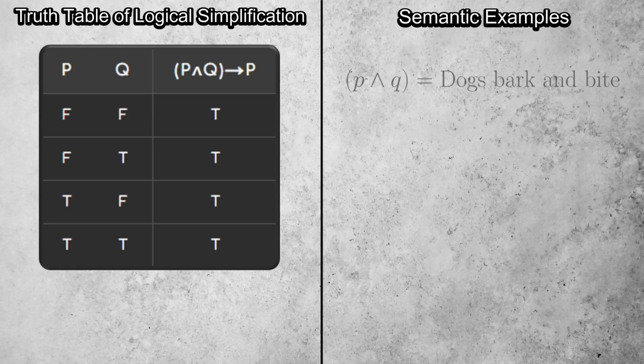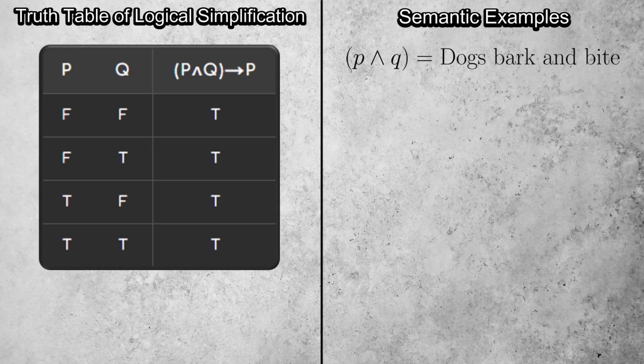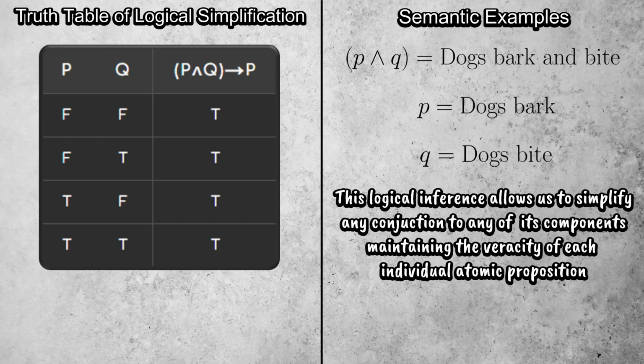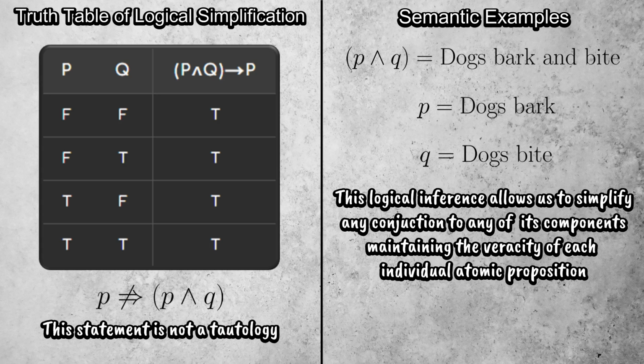Consider the proposition dogs bark and bite. This proposition logically implies each of the following: dogs bark and dogs bite. We are using the fact that P and Q logically implies P. This can easily be verified using truth tables. If we check the truth table of this propositional formula, we notice that this represents a tautology. An important observation is that P does not imply P and Q.